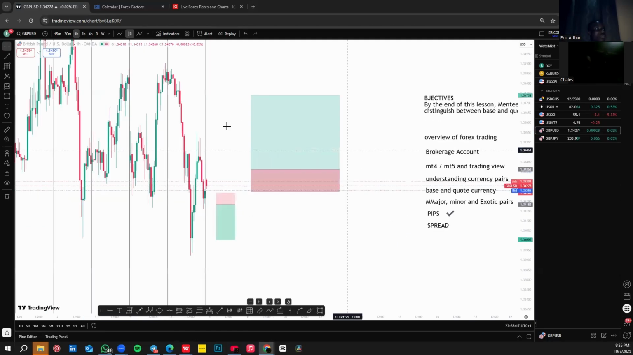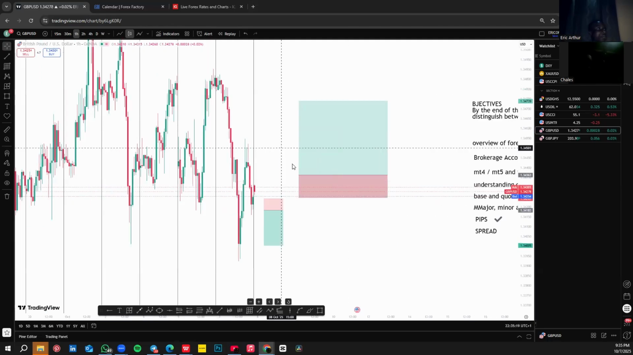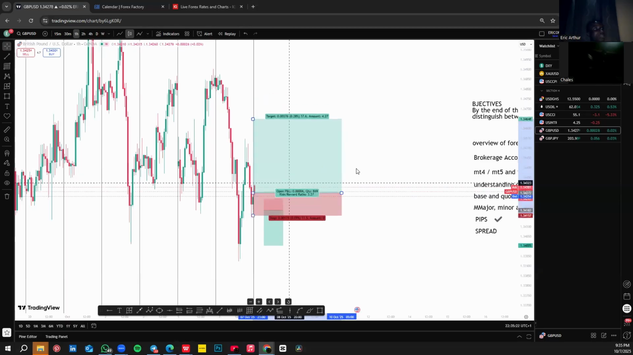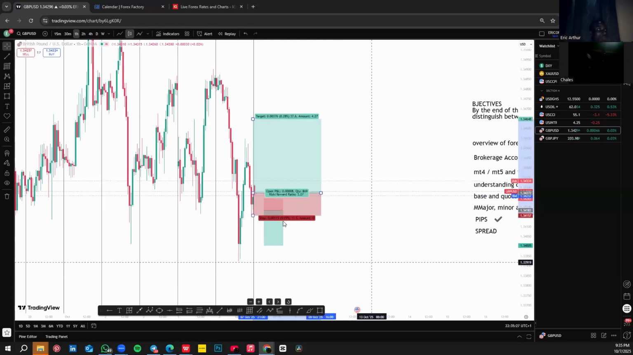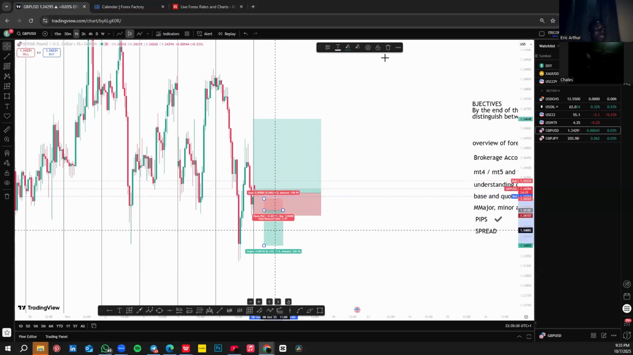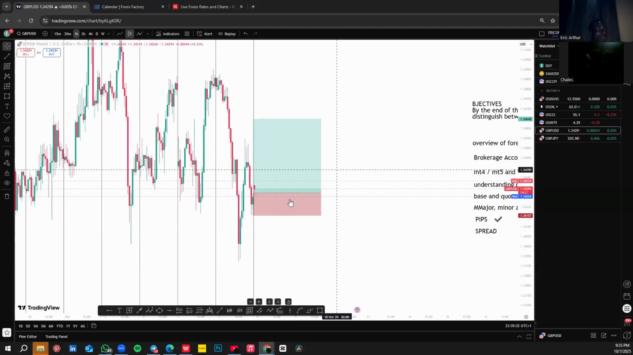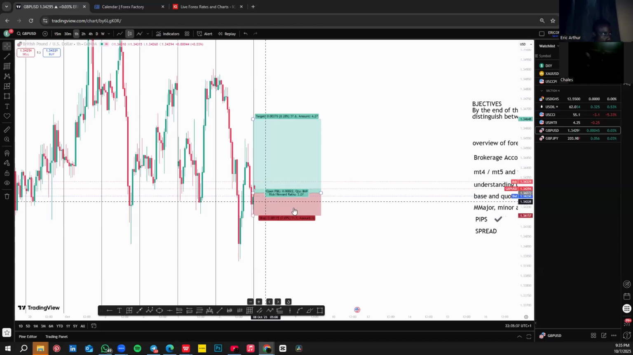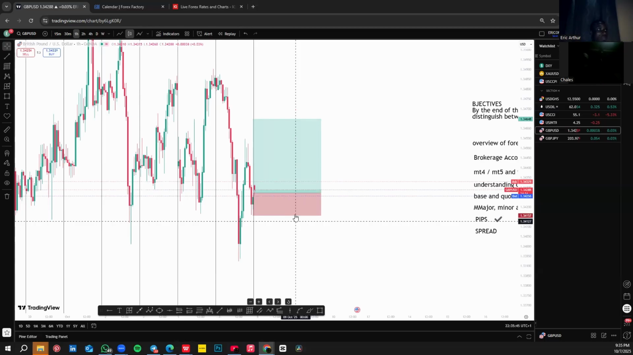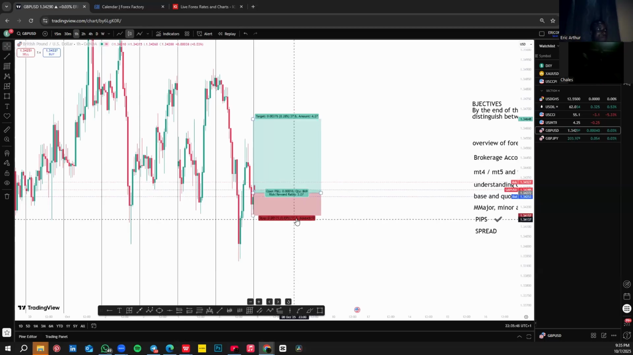Let me quickly show you. Let's say I'm going long. Let me create this one. Look at my stop loss. My stop loss is 11 pips, and you see that it shows here. You get it? And I'm targeting 32, 37 pips.